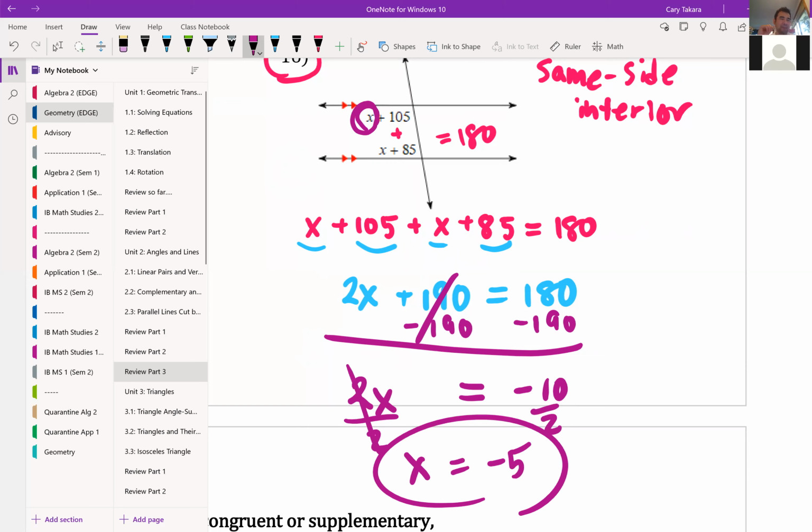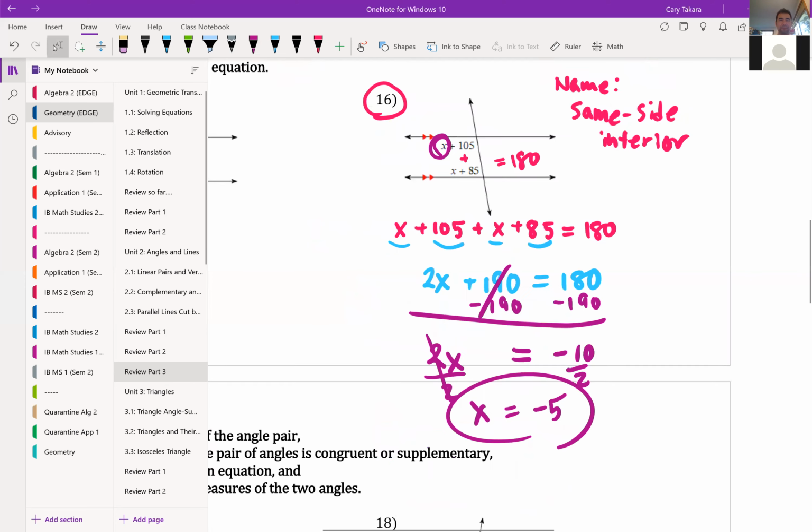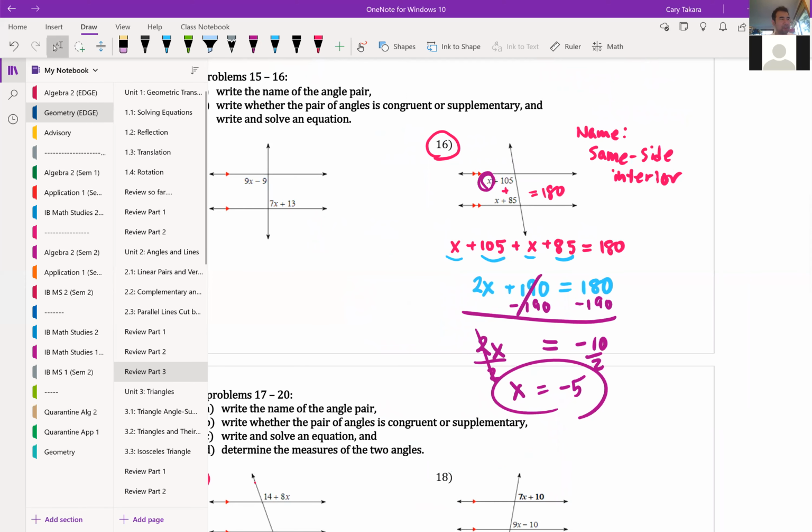So negative 5 plus 105, that's 100 degrees. And the other one would be 80 degrees. But x is negative 5. What do you guys think? Yeah, were you able to get that? Let's move on.